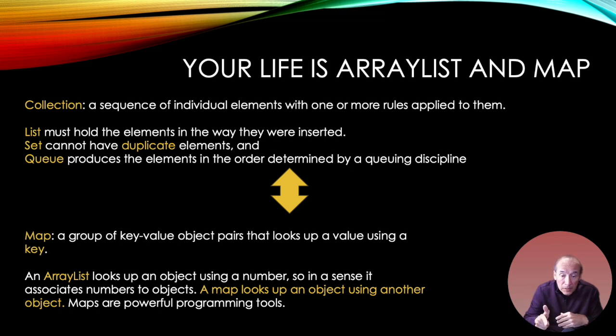If you know about the array list, that one looks up an object using a number. So it associates numbers to its objects, while a map looks up an object using another object. Maps are very powerful programming tools. So that's the difference between an array list and a map, and how they look up things. Performance may be a big deal depending on how you do it. But these are the popular collections.